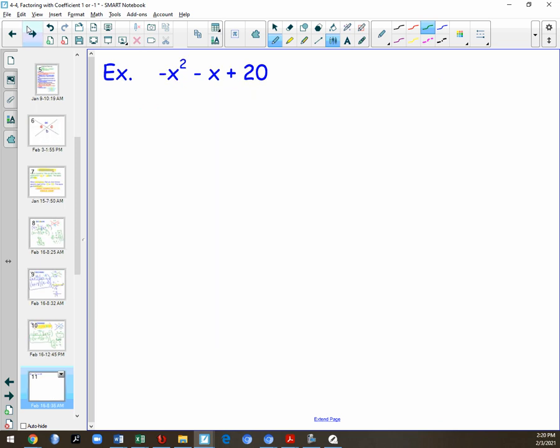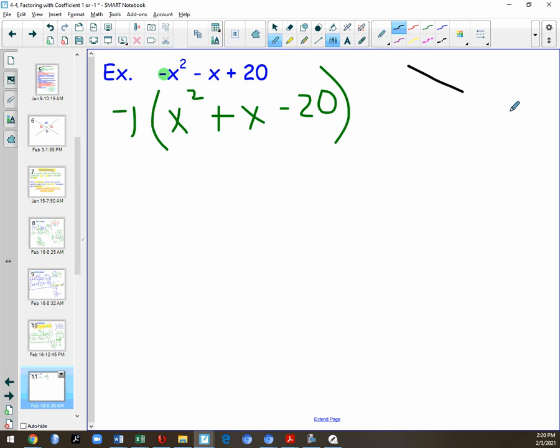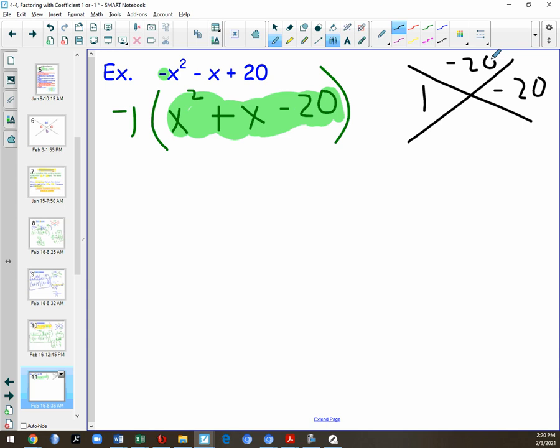Let's do this again. The leading coefficient is a negative 1, so I need to go fish and pull out a negative 1. If I do that, I'm going to have an x squared plus an x minus a 20. From there, I need to go ahead and do my x. I have a 1 and a negative 20, and I need to have a negative 20 there, but I need a positive 1 here. As soon as I see that I have to have a negative value, I know my signs have to subtract, and that means one's going to be positive and one is going to be negative.